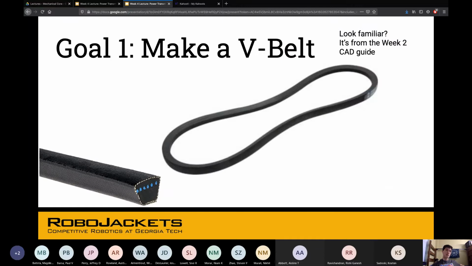So you might recognize a V-belt because it's part of your week 2 CAD guide. This is what you use the sweep function for. You made that trapezoidal cross section, and then you swept it in a slot loop. It's pretty neat. It's a practical application of what you did.